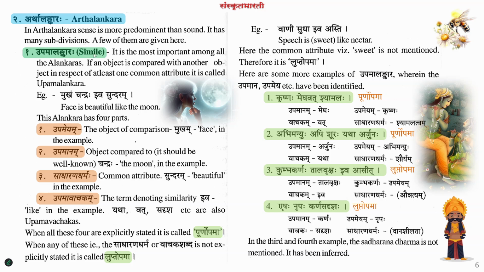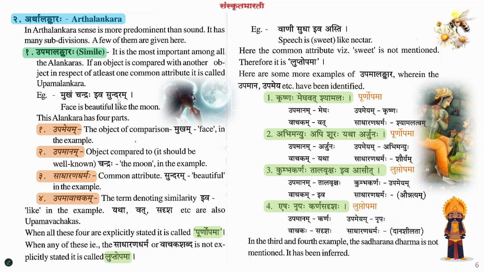Simile, okay, what we call simile. I think E should have an accent there. It is the most important amongst all the Alankaras. Okay, I agree. It's very dominant. That's why it's important. If an object is compared with another object in respect of at least one common attribute, see, at least one common attribute. There can be many common attributes also. That is important to understand. Sometimes we miss that.